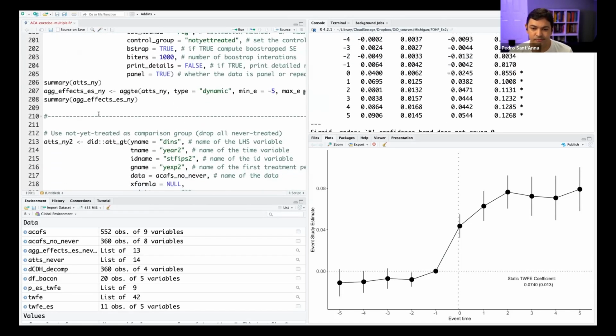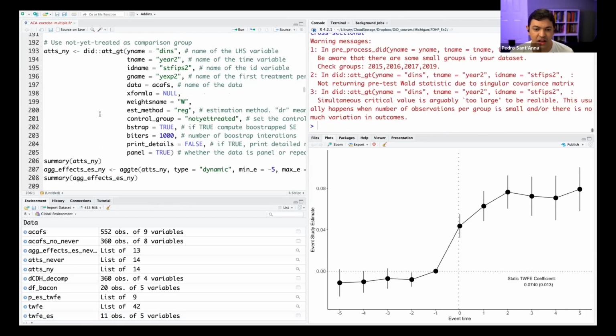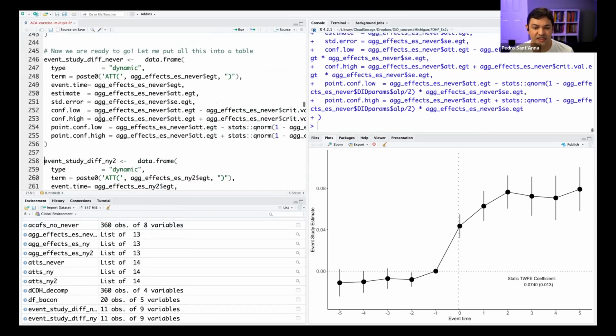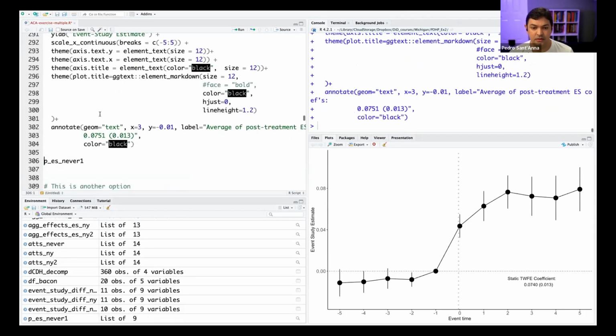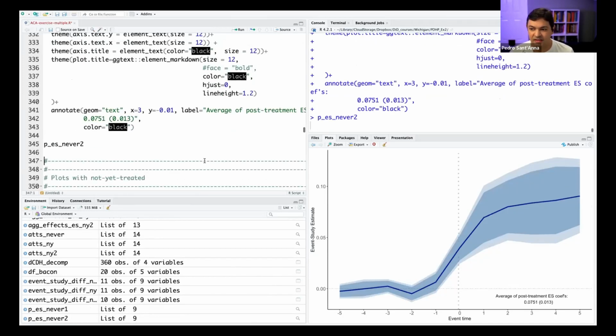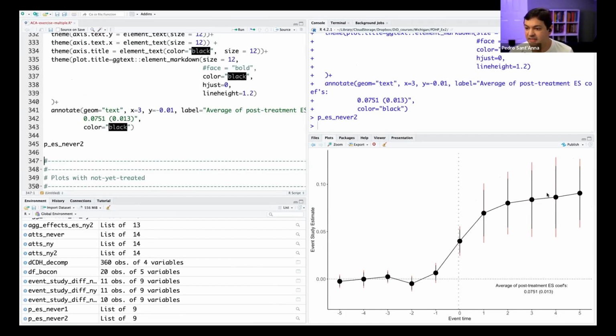And this is essentially doing the same thing for a different alternative control group. But we just plot these things here so you can see the plot. This is one style of the plot. I don't like this very much for this application. This is the other style of the plot, which we have seen in the slides as well.